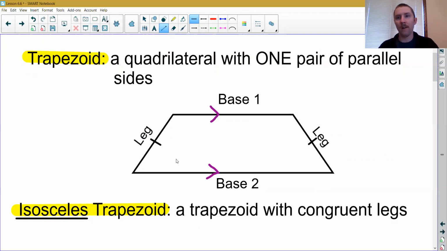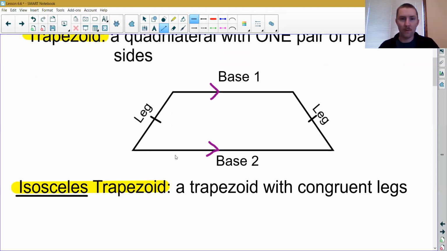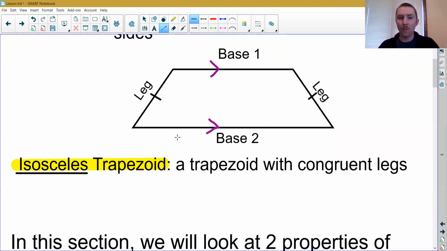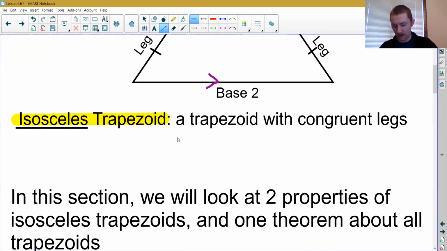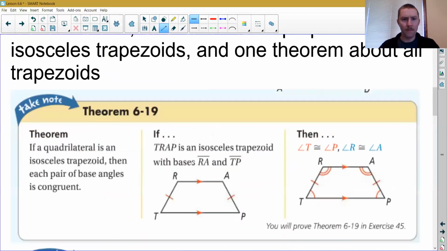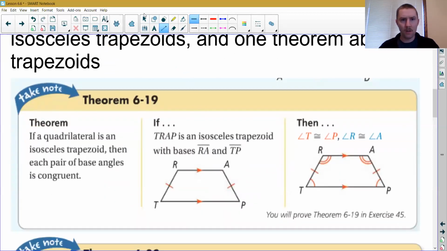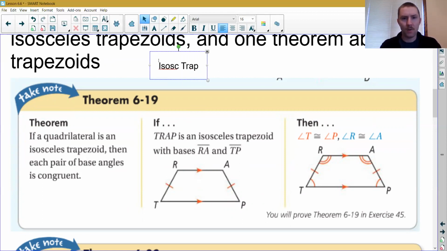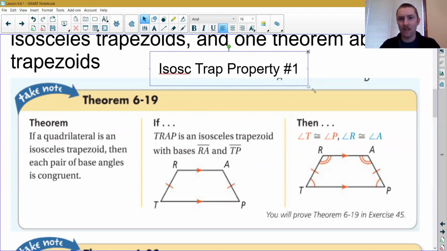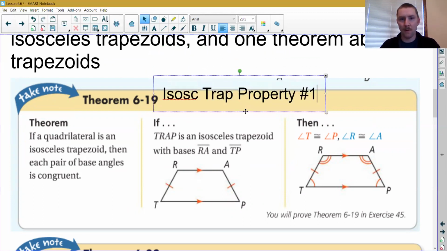Then we'll look at one property or characteristic of all trapezoids. But we're going to start with two properties of isosceles trapezoids, okay? And the first one is found on page 389 in your book, and the second one at the top of page 391. So the first property, which I call isostrap property number 1, okay, because this is specifically about isosceles trapezoids, remember?